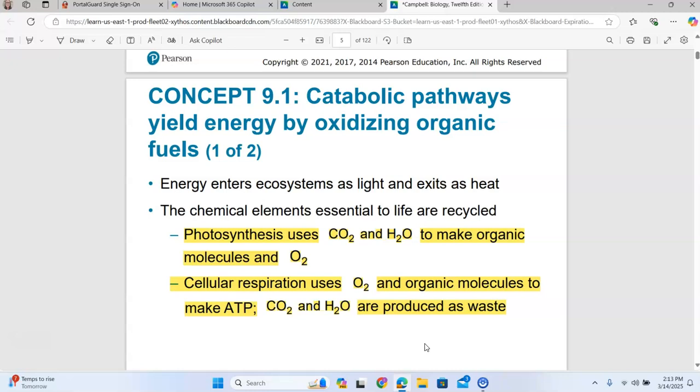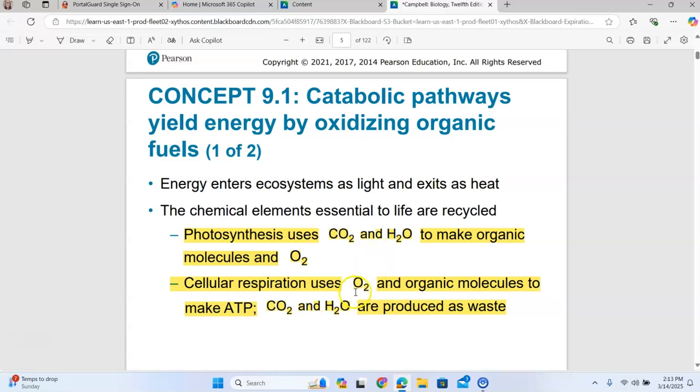So photosynthesis uses the reactants carbon dioxide and water, and the products it forms are the organic molecules, which we call food, and typically that is glucose, and then oxygen gas. Cellular respiration uses the products of photosynthesis. So these processes are reverses of each other. They are the reverse of each other.